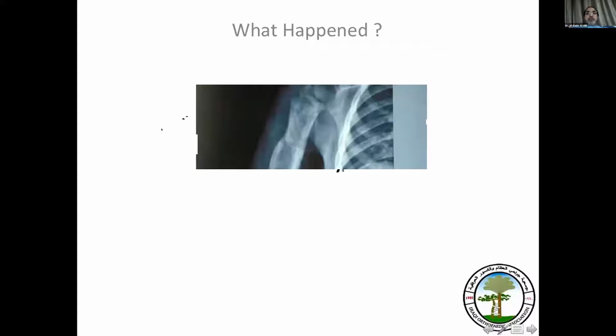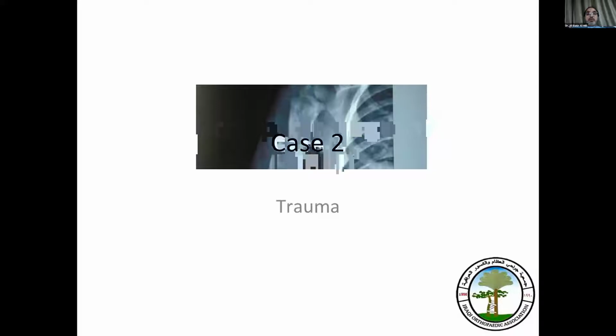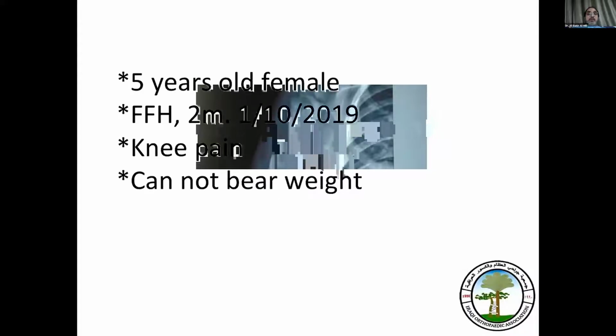So what happened? Who should be blamed for this? Is it the orthopedic surgeon? Is it the family? We don't know. We need to think. And another case, this is a trauma case. A 5-year-old female, history of a fall from a height of 2 meters in October.